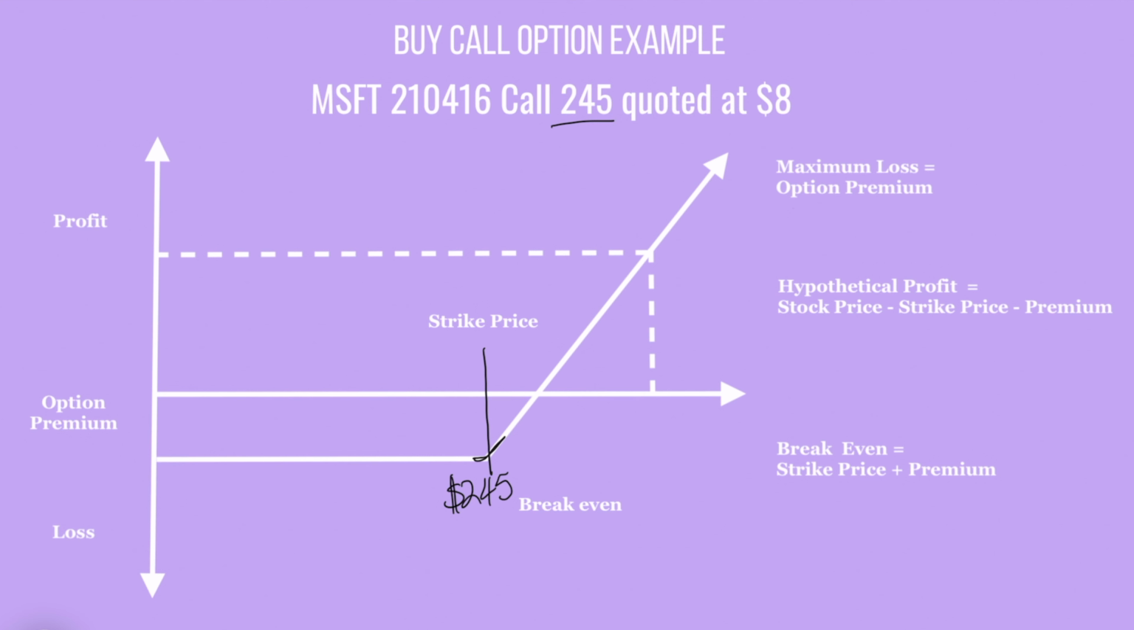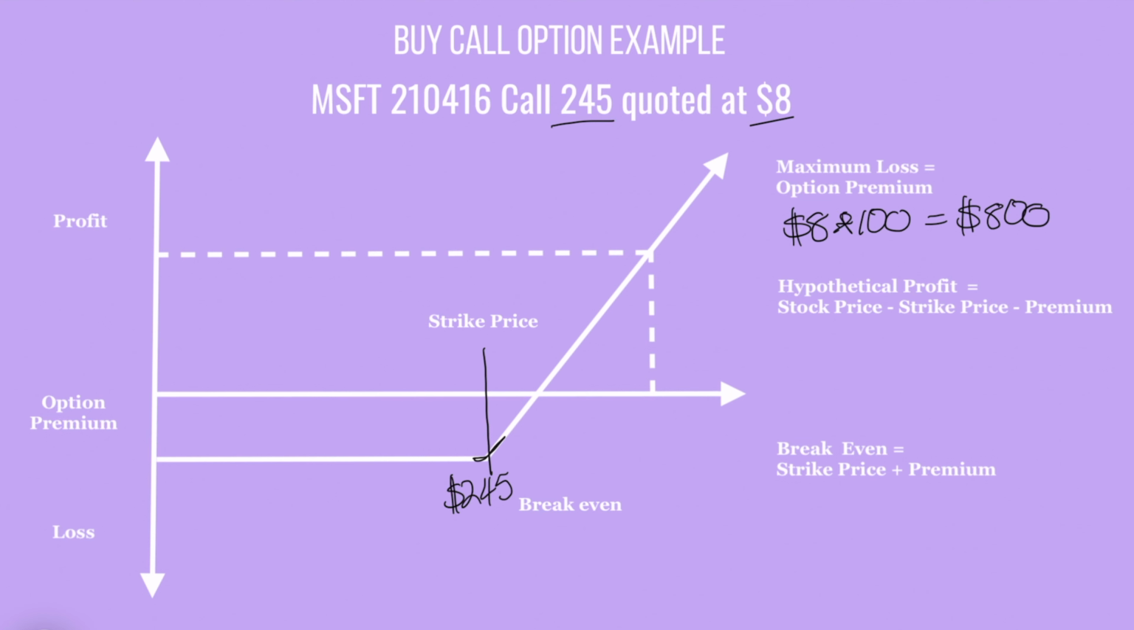Since you're buying an option, the most you can lose is the amount of premium you paid for the option. And in this example, it's $8 per share. So you need to multiply $8 by 100 because it's 100 shares per contract. So that means you would have paid $800 for this option contract.